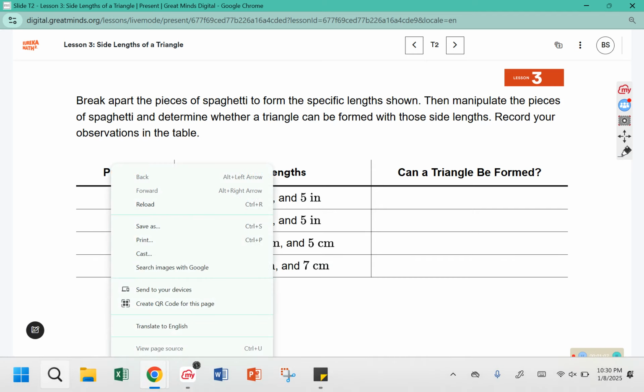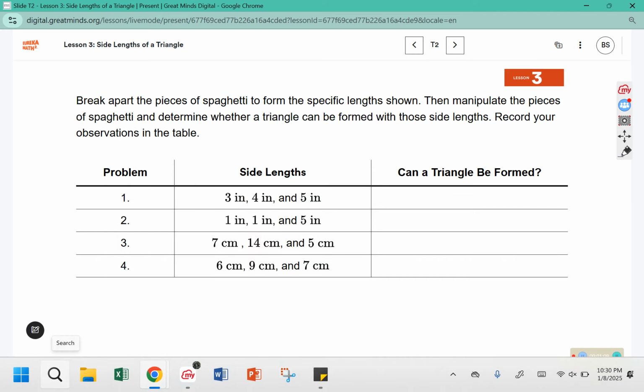Keep in mind that my segments are not going to be exactly 3 inches, 4 inches, and 5 inches, just because I'm on a screen, and so depending on your computer, it may be larger or smaller, but they will be set up to be the same types of values here.